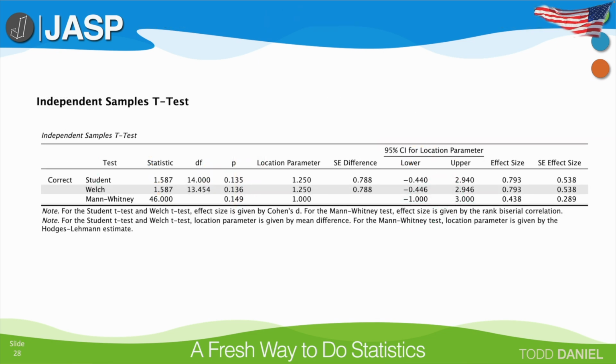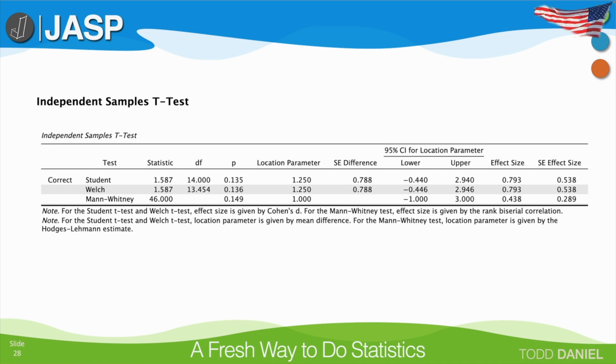Now, we are ready to look at the findings from our independent samples t-test, and we're ready to start interpreting those findings. So let's go to the independent samples t-test table, and you'll notice that we have the 3 types of tests. We're most interested in Student's t-test, but I've included the Welch and the Mann-Whitney so you can see the differences in these tests.